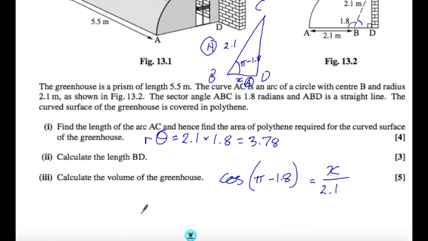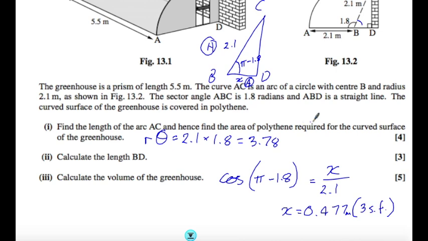So all we have to do is make sure our calculator is in radians, and then do 2.1 times cos of pi minus 1.8, which is 0.477 and so on. So I'm going to say 0.477 meters to three significant figures. So that's our answer for that part. Oh, missed a bit of part 1. Calculate that, so we're getting a bit enthusiastic.